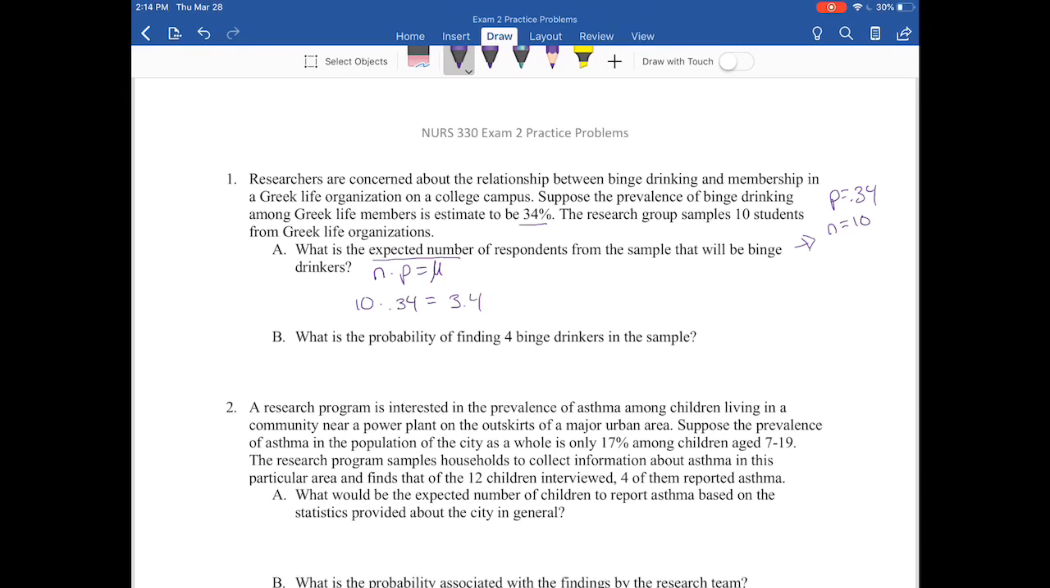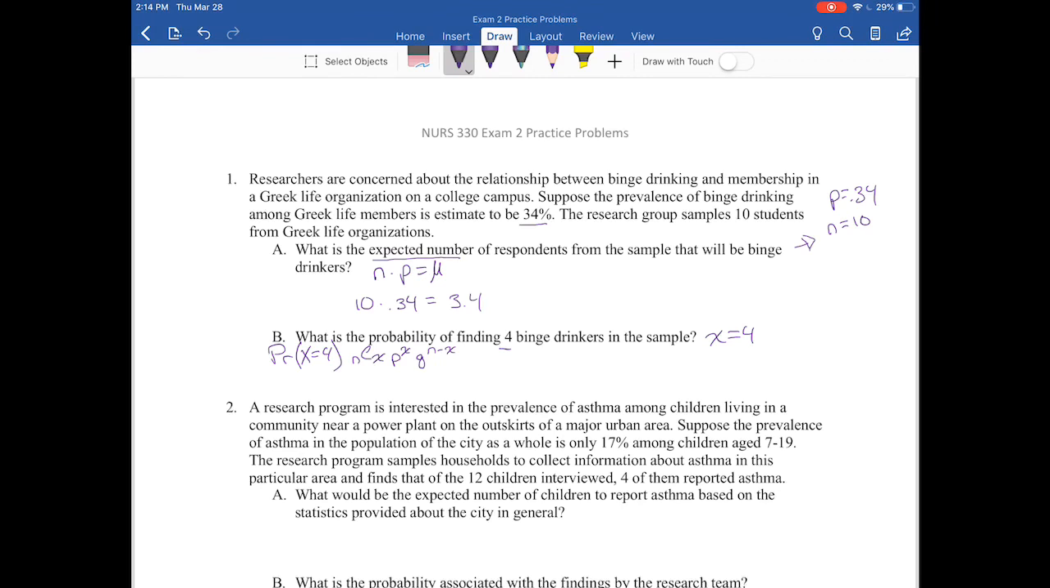Part B, the probability of finding 4 binge drinkers in the sample. So what is the probability of actually finding 4 individuals in the sample? So we have 4 here. 4 is a value that we're trying to find, so the value is X equal to 4 binge drinkers. So now we have to put in our binomial distribution formula to find the probability of X equaling 4. We write that as the probability of X equaling 4 is NCX times P to the X power times Q to the N minus X.